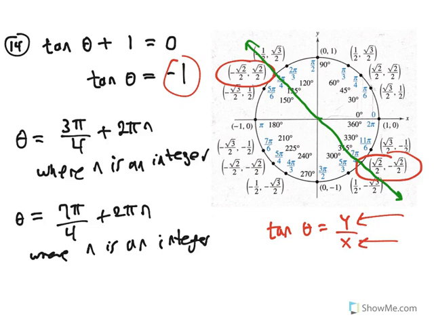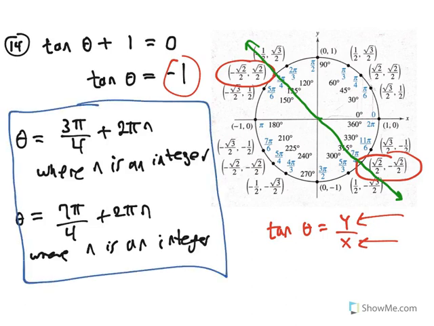There is a way you can express all of these solutions in a more condensed form by making the observation that these two angles are exactly pi radians apart. So if you have 3 pi over 4 and you add pi to it, you'll get 7 pi over 4. And if you add pi to that, you'll get a coterminal angle to 3 pi over 4. And if you add pi to that, you'll get a coterminal angle to 7 pi over 4. And so on. Of course, you could also subtract pi if you're going clockwise.